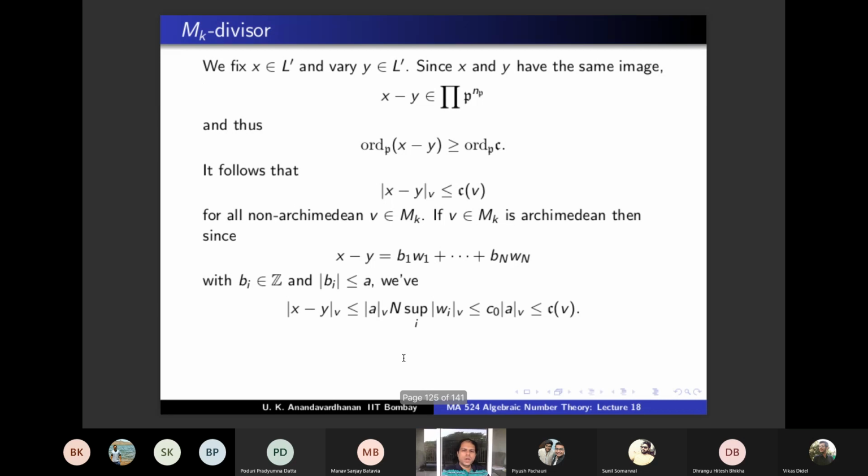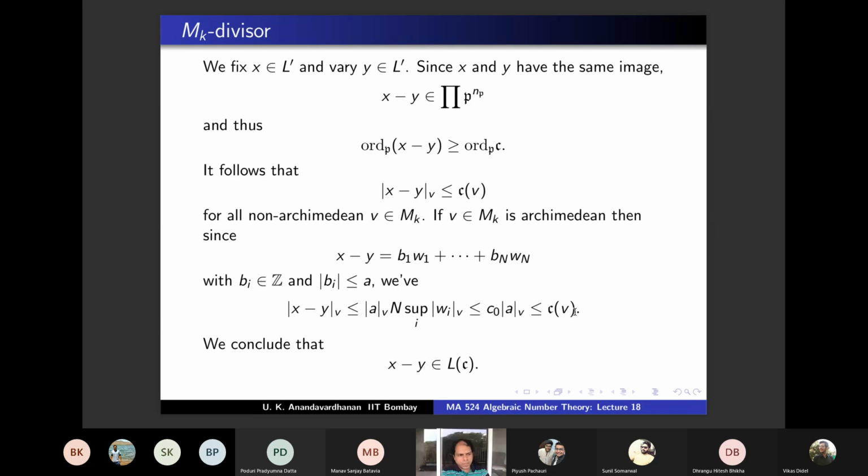So you have this. This is by the definition of C naught, and this is by the definition of C. By our choice of C, CV is bigger than or equal to C naught AV. So you have got mod X minus Y at V is less than or equal to CV, at the non-Archimedean places and also at the Archimedean places. So everywhere you have got it. And therefore you conclude that X minus Y belongs to LC.